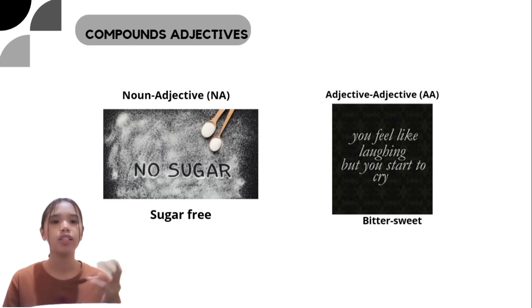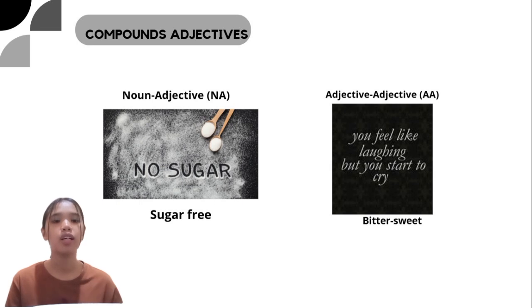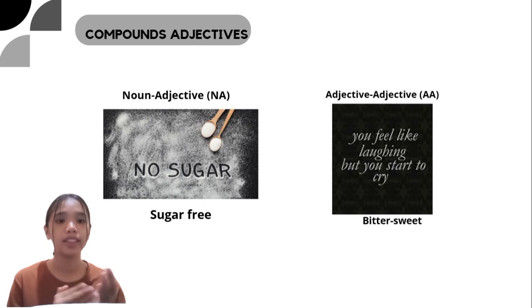And the second type is adjective adjective. This type combines two adjectives to make a specific description. For example, bittersweet. This means both happy and sad.